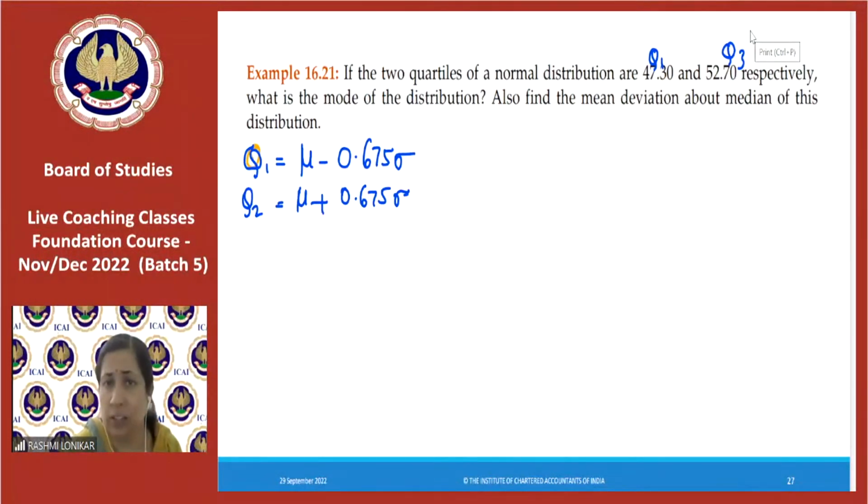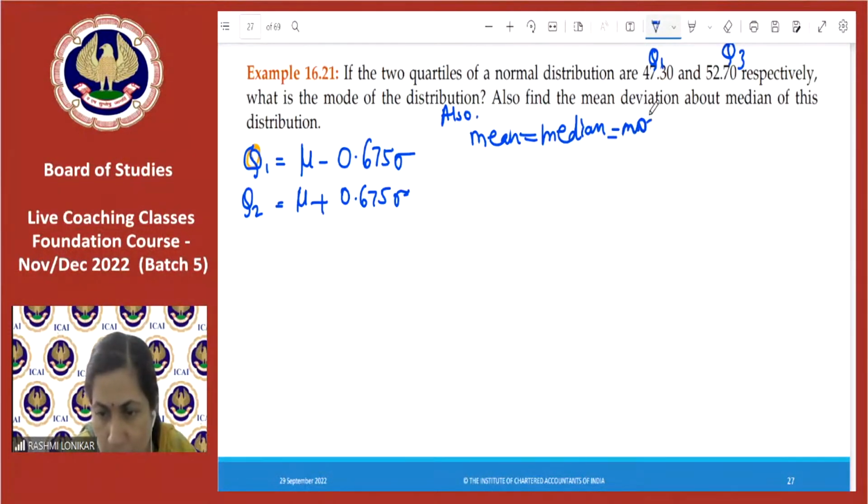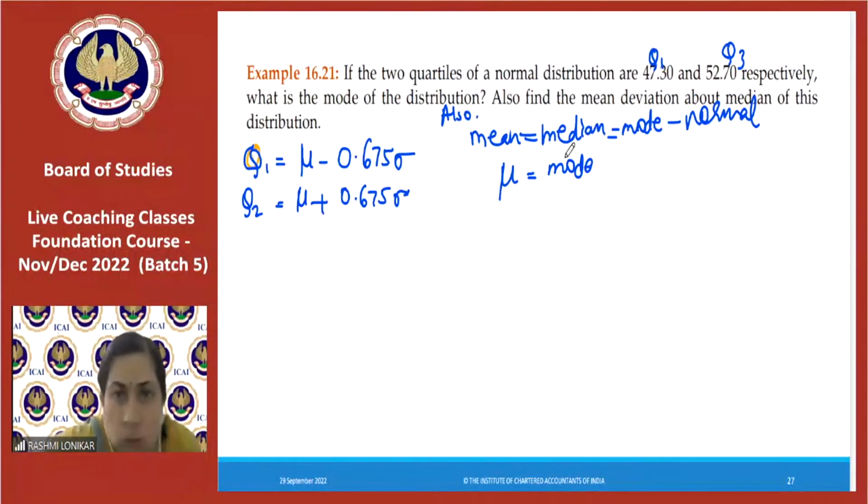Here they are checking whether or not you know the formula for Q1, Q3. Also, they are checking whether or not you know that mean is equal to median is equal to mode for a normal curve. Okay. So once I find mu, it will also be equal to mode. So all I need to do is solve Q1, Q3, not Q2, and then I will be able to get the value of mu.